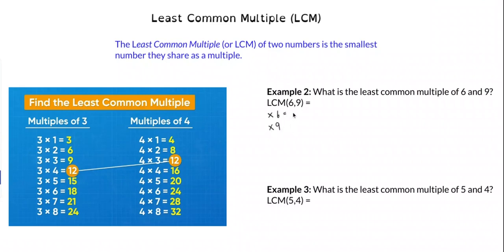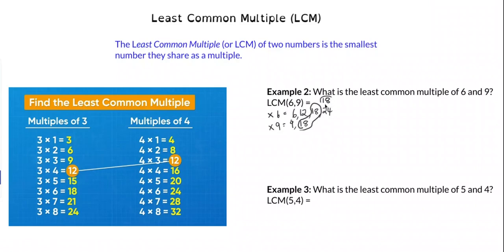6 times 1 is 6. 6 times 2 is 12. 6 times 3 is 18. 6 times 4 is 24. Let's stop there for a moment, because it keeps going on forever, and see if we have one in common with 9 yet. 9 times 1 is 9. Not yet. 9 times 2, oh, that's 18. So there we go. We found our least common multiple is 18.